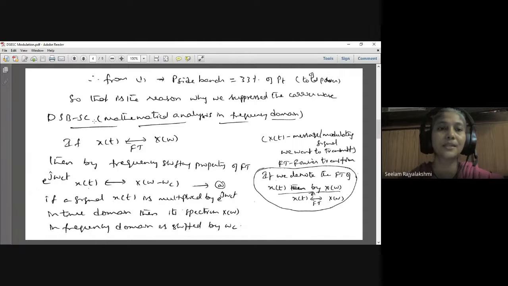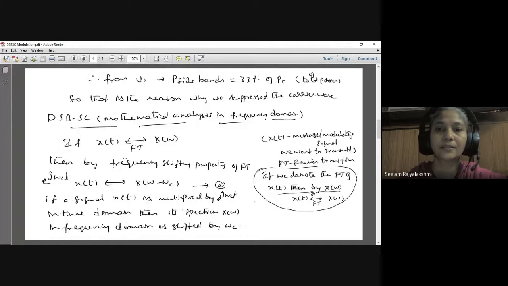So in DSBSC modulation, we take the product of the message signal and the carrier signal, we multiply them. Whereas in amplitude modulation, we add the two. So that is the main concept here. Let us see the mathematical analysis in the frequency domain. DSBSC mathematical analysis in the frequency domain.